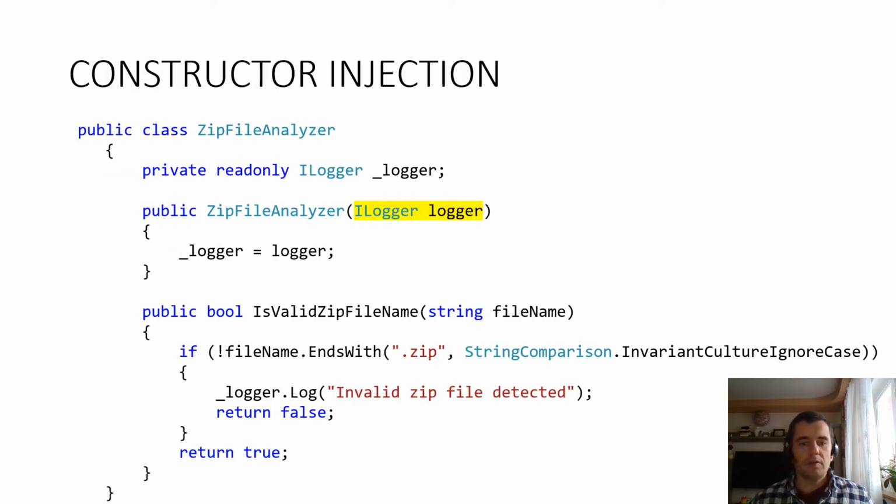Here we can see how constructor injection works. We changed our code so that the logger is injected through an interface into the constructor. And in our method, we don't create a new logger. Instead, we use the injected logger here.